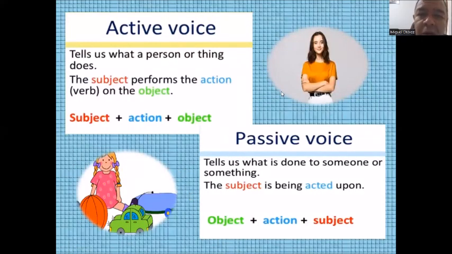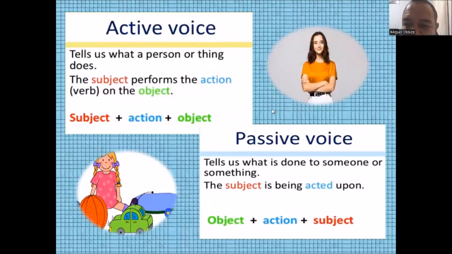Then, in English, we are going to identify two kinds of voices, the active voice and the passive voice. Most of the time, we use the active voice because it tells us what a person or thing does. It means the subject performs the action on the object. The elements that we have for active voice are subject, then action, then object. We focus our attention on the subject, who is the person performing the action.